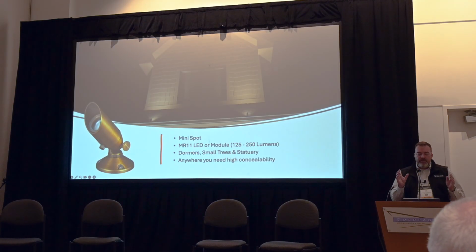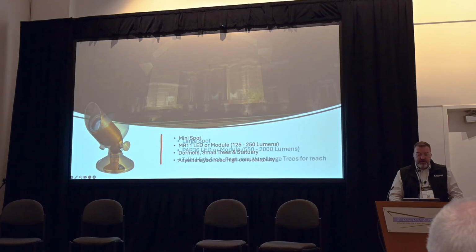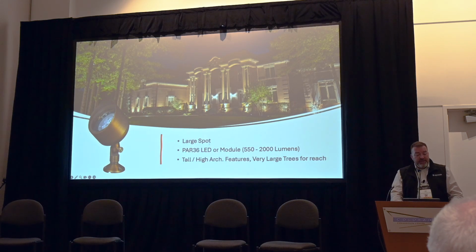These are lower output. These are great for smaller accents, or maybe putting up on a second floor to illuminate dormers. Always a great place. And then you've got large spots, which could be a PAR36 or a large module, 550 lumens to 2,000 lumens. We can crank out a lot of power if needed. Rarely do we need that much, but if you really have to reach up into some tall trees, you can do it.